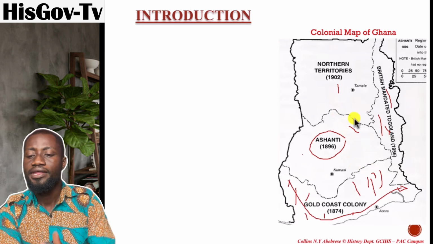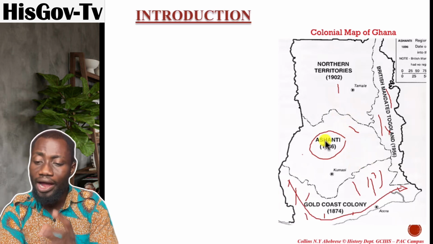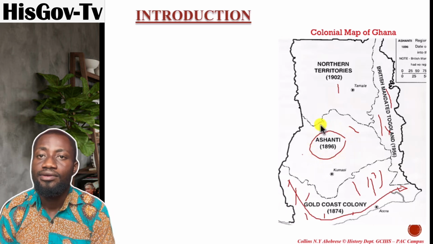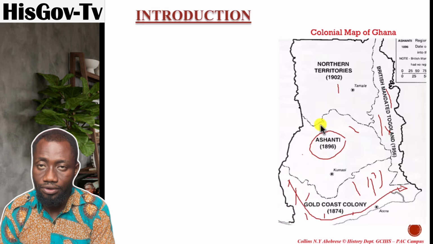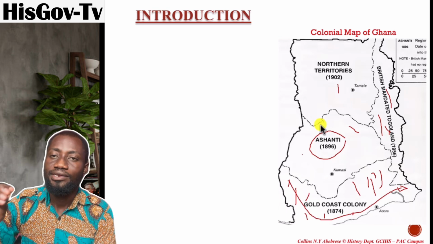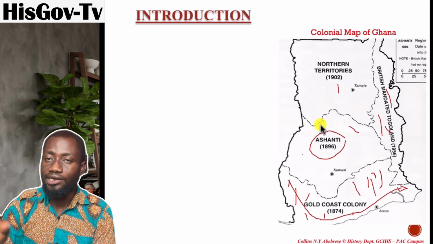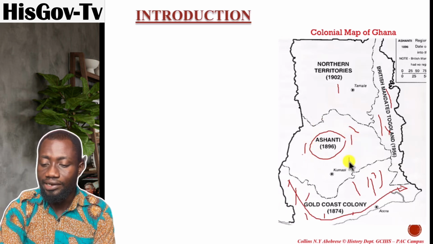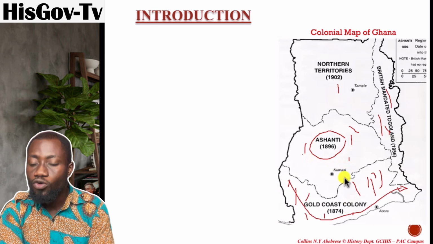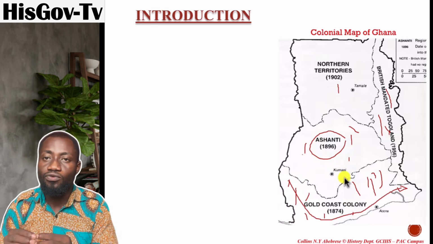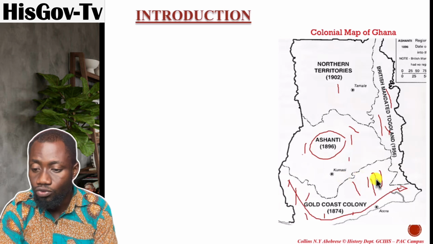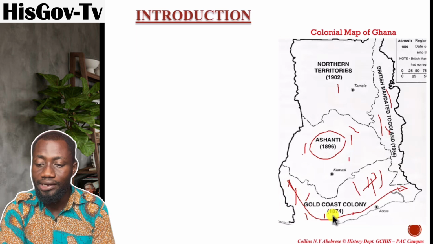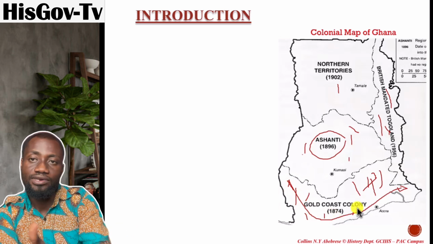Now, I was saying that these areas were administered differently. Why? Because Ashanti was considered a conquered state. The British had conquered the Ashanti territory, so they were administered differently. And the Gold Coast, which was the colony proper, it was the Gold Coast here that the British saw as a colony proper. That is between 1874 up to 1900.